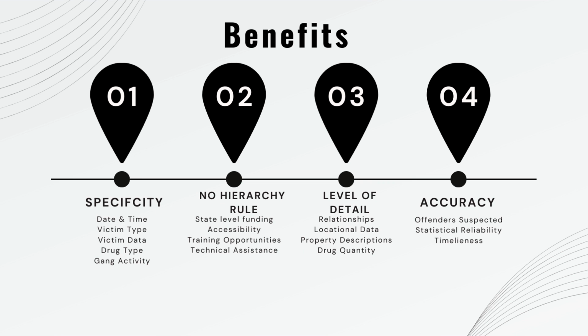Next, we have the level of detail, including relationships between the victim and the offender, or suspects and witnesses. Locational data, not only a large locational data, but a location where the crime occurred. Property descriptions, and again, if there was drugs involved, the quantity of drugs. And lastly, there is accuracy. It included the offenders suspected, statistical reliability, and timeliness.